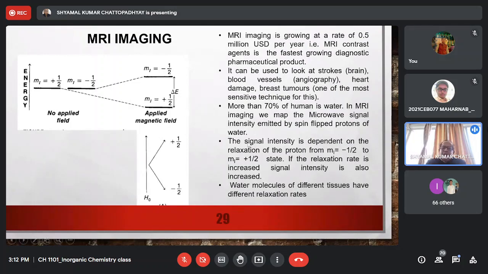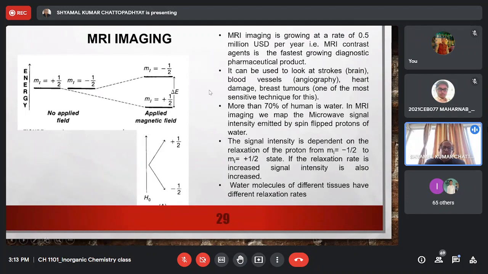And water molecules in different tissues or different organs of your body have different relaxation rates. So depending on the relaxation rates, depending on the nature of the organs being scanned, you will have different images, and the specialist, by looking at the images, will tell you what the situation is in your tissue or in your organ which is being scanned.